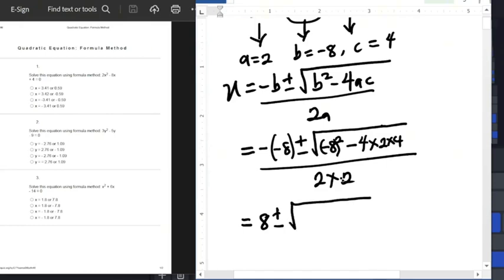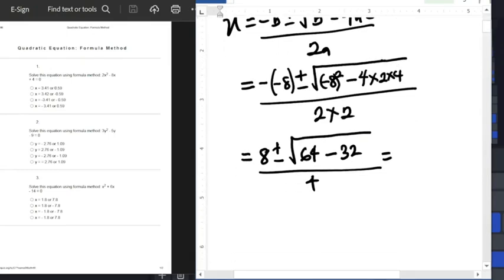Then the square root of minus 8 squared is 64. Minus 4 times 2, 8, times 4, that is 32. I hope that is clear. So that is 32, divided by 4. So from here, let's have it here. We can have 8 plus or minus square root of 64 minus 32, that is 32, divided by 4.